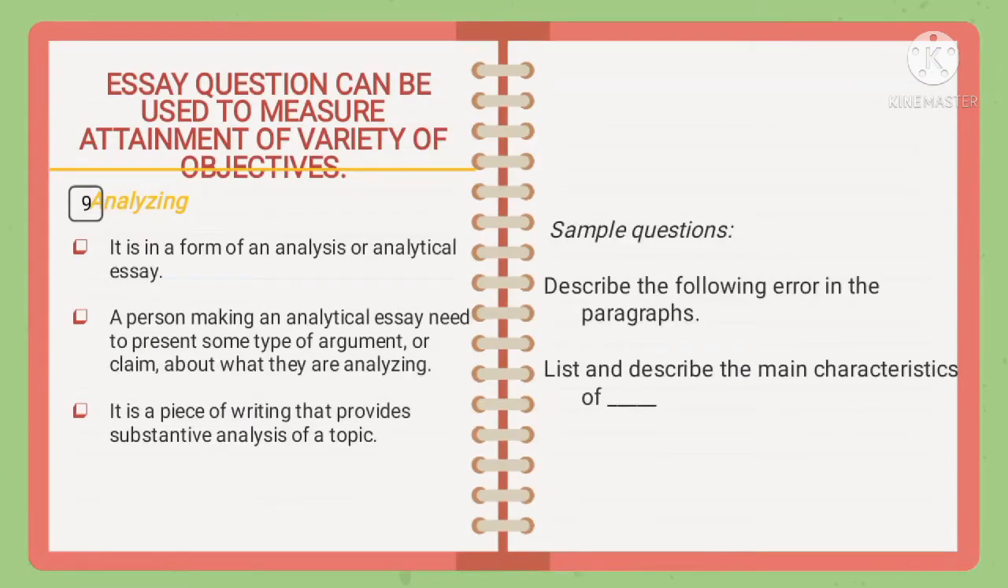Number 9 is analyzing. It is a form of analysis or analytical essay. A person writing an analytical essay needs to present some type of argument or claim about what they are analyzing. It is a piece of writing that provides substantive analysis of a topic. Sample question: describe the following error in the paragraphs. List and describe the main characteristics of blank.